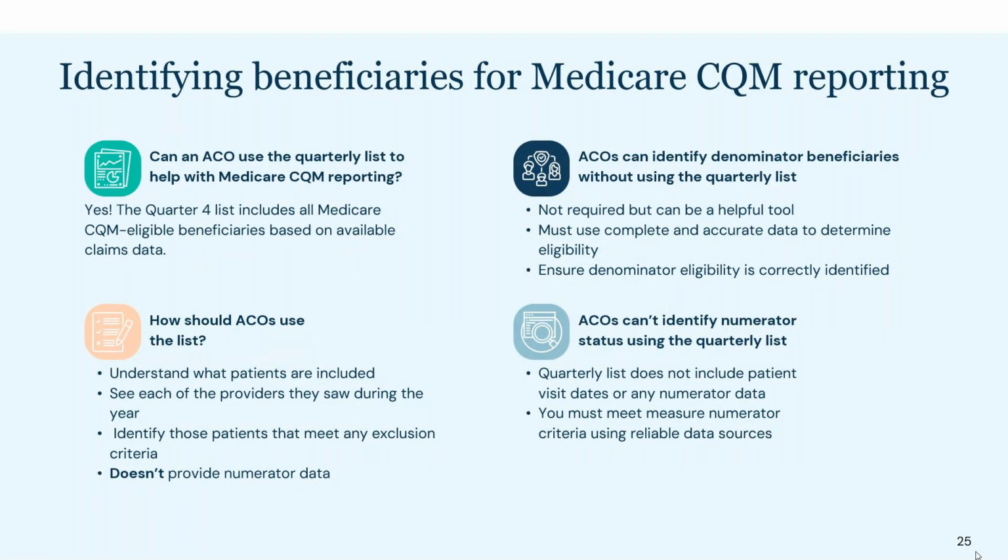And then, as I stated, you can't identify the numerator status using the quarterly list. It's really just the denominator. It's really just eligibility, and does not include anything about the patient for any of them. It is qualifying for the patient measure. It is not giving you any answers for the patients.